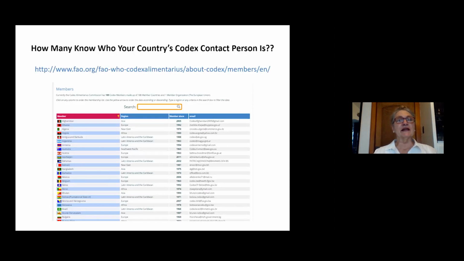So my question is, how many of you know your Codex contact person? Do you know what division they're part of and who they are? If you don't, before the week is over, I really hope that you will go to this website, search your country, and find out who your contact person is. This is the person that's supposed to bring back to you the information that's being discussed and how your participation affects you.